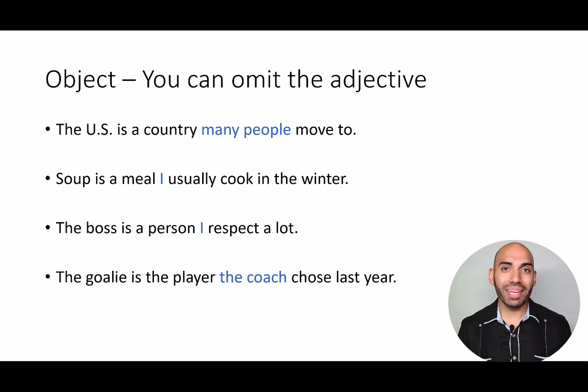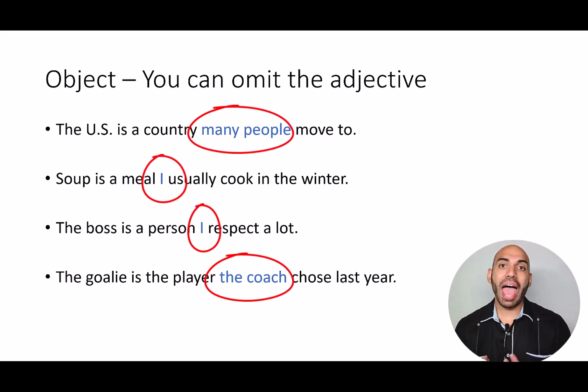I can omit, take out, that, which, and who, and the sentence is good. The US is a country many people move to. This is okay. This is a good sentence in English. Because I have a new subject after the word that, I can take out the word that. Soup is a meal I usually cook in the winter.